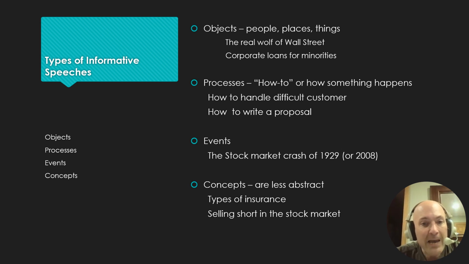Okay, types of informative speeches. There are a few different kinds of informative speeches you could give. And all of these examples are good for a business setting informative speech. So the first one is objects. They explain people, places, or things.